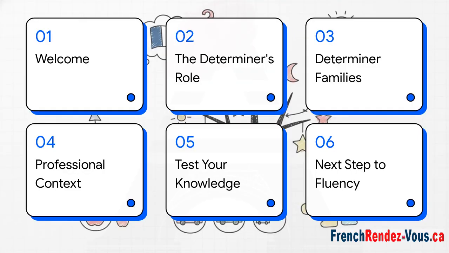So here's our game plan for today. First, we're going to start with the why. What is the core role of a determiner? Then we'll map out the different families of determiners, which makes it so much easier. After that, we'll see them in action in a professional setting. We'll test your knowledge on a few common tricky spots, and then we'll wrap up with your next steps to fluency. It's a clear path from confusion to total confidence.